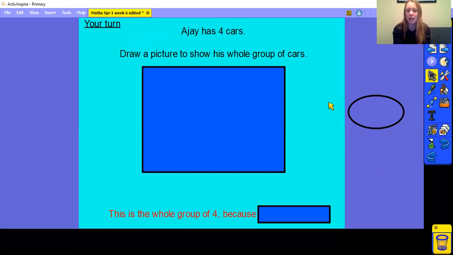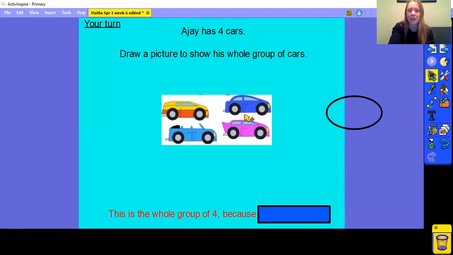Pause the video while you have a go, then use the red sentence at the bottom of the screen to tell your grown-up how you know that you have drawn the whole group. Okay, now you've had a turn. Let's have a look at it together. So it says AJ has 4 cars, and your job was to draw a picture to show his whole group. How many cars did you draw? Let's have a look at the picture underneath and see if you did the same.